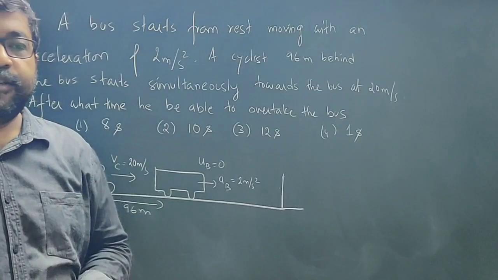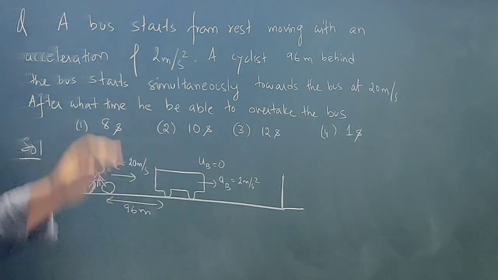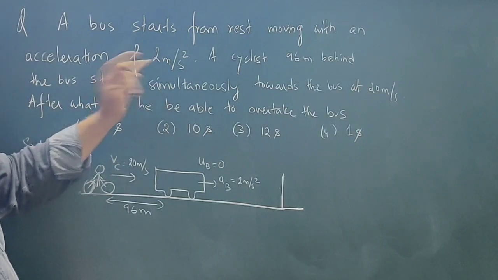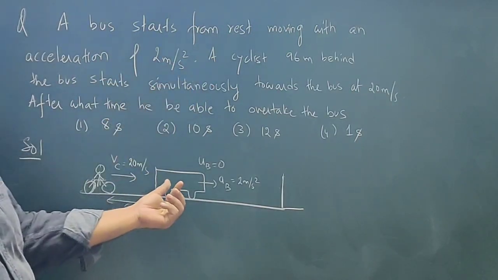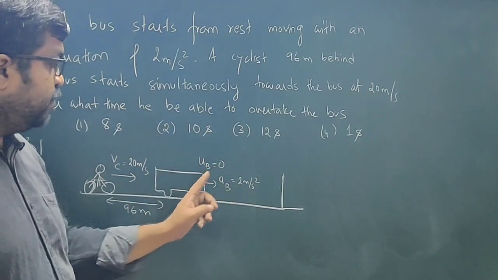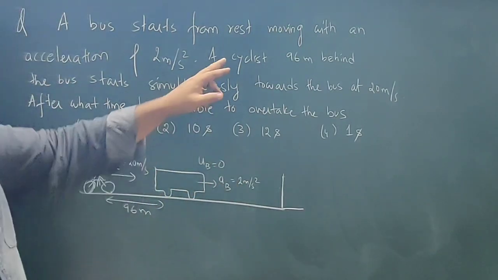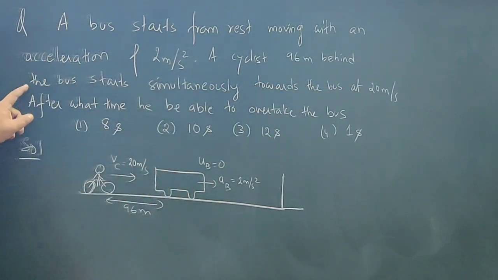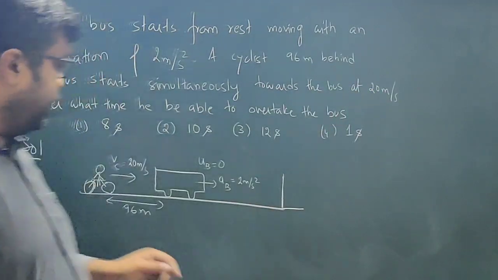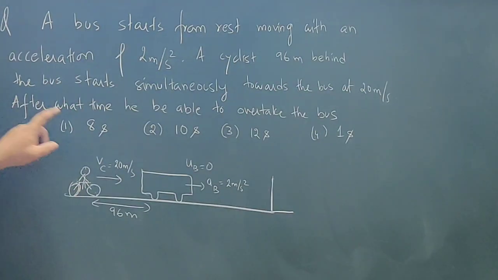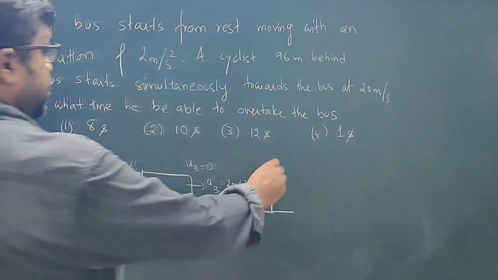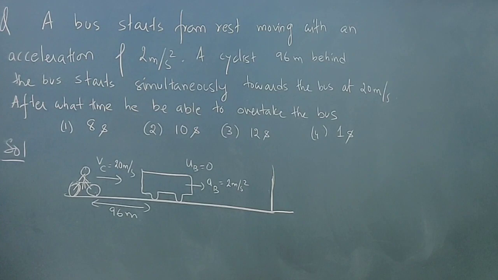Okay. So another interesting question, we have a bus that starts from rest moving with an acceleration of 2 meter per second square. Now this is the bus, it starts from rest, so Ub, the initial velocity of bus, is 0, acceleration is 2 meter per second square. A cyclist 96 meter behind the bus starts simultaneously towards the bus at 20 meter per second. So this is the cyclist. After what time will he be able to overtake the bus? Okay. So suppose somewhere here he is able to overtake the bus.